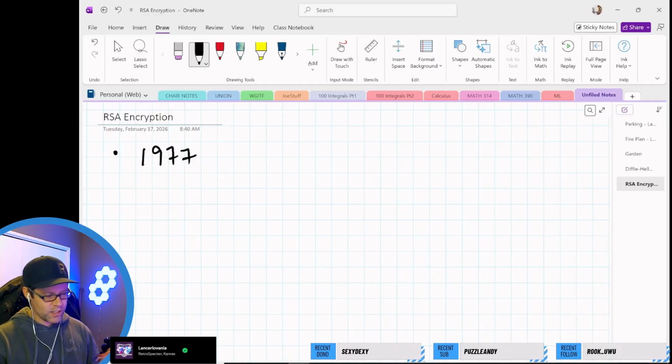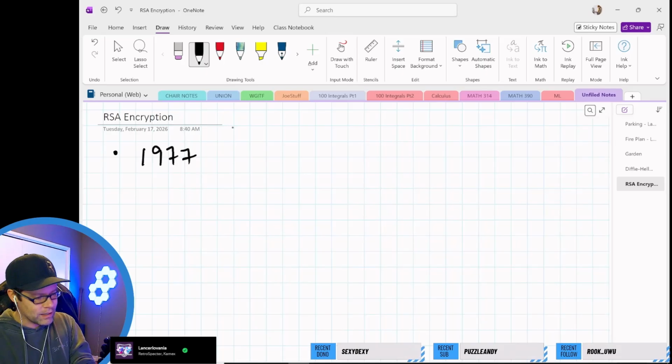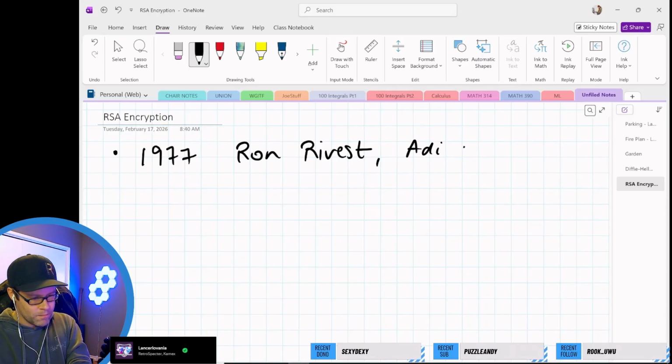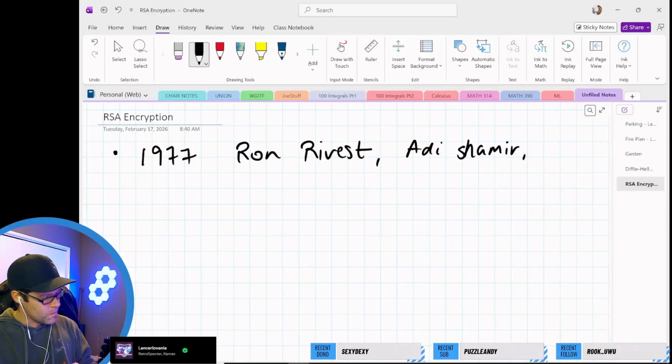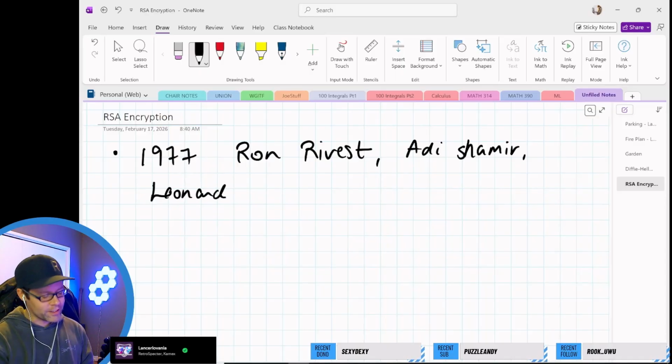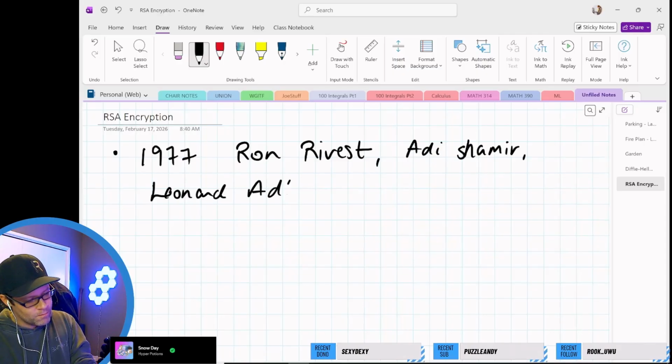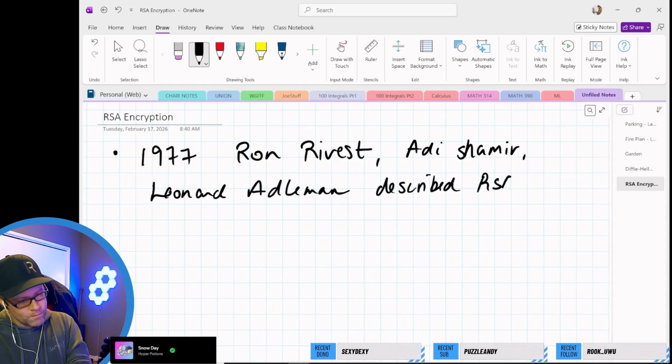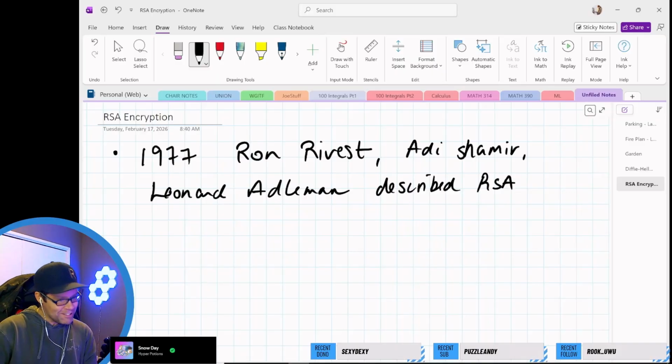So the RSA encryption system was actually described in 1977, and the individuals involved were Ron Rivest, I love this guy's name, Adi Shamir, and Leonard Adleman. They described their RSA crypto system. And I think it's cool.